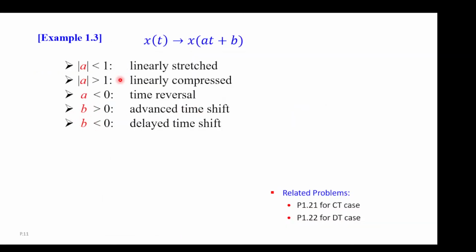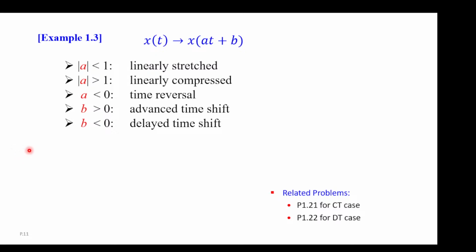And also if b is bigger than 0, you get an advanced time shift, and if b is less than 0, you get a delayed time shift. So this is a shift to the left, and this is a shift to the right. Okay. Any question?